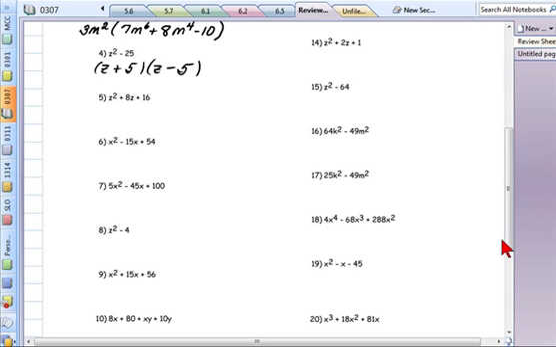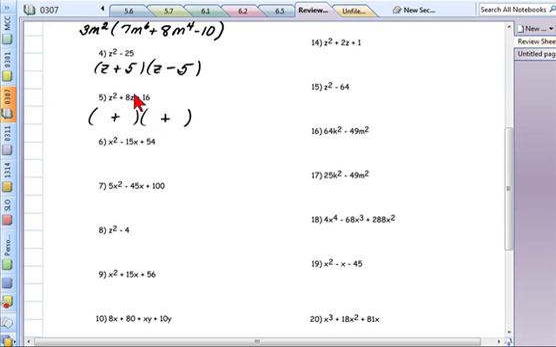Problem number 5. Do you see a common factor in all the terms? No. It is a trinomial, so I'm going to do my trial and error. When the last sign is positive, both signs match the middle term. So they are both pluses. So remember the rule. If the last sign is positive, they both match the middle term. If the last sign is negative, you always get one of each.